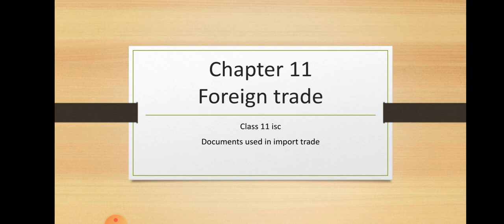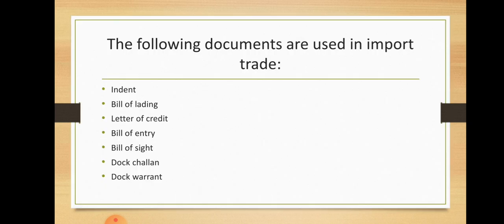Now, what are the documents which are required in import trade? The following documents are used in import trade: indent, bill of lading, letter of credit, bill of entry, bill of sight, dock challan, and the last one is dock warrant.